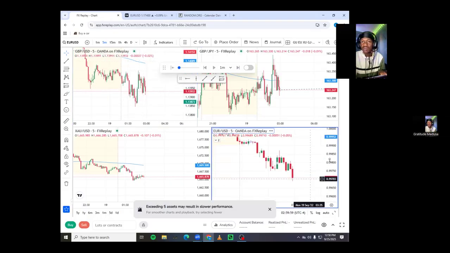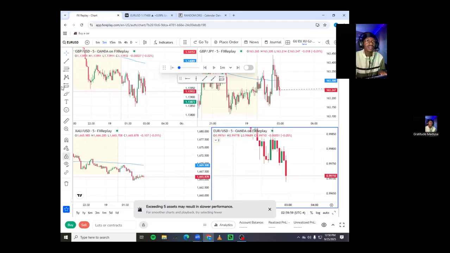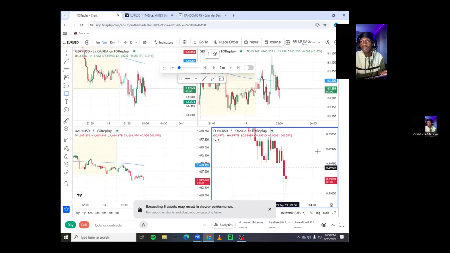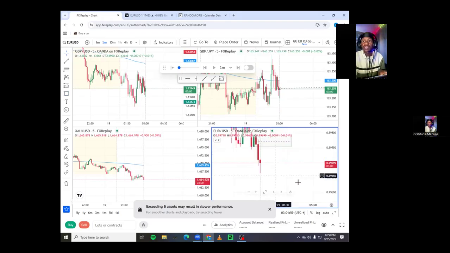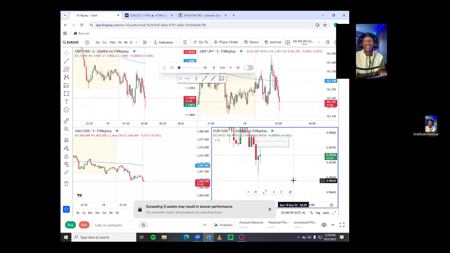And let's see Euro USD. Okay, we might have a zone that might be of interest for us. The zone, so it got validated now. So this is a zone here. So let's see. Do we favor the zone?